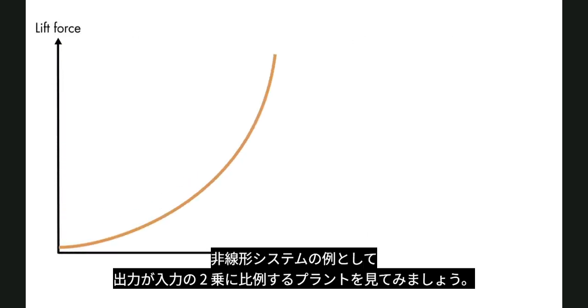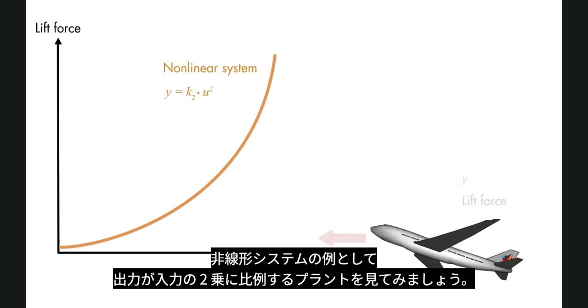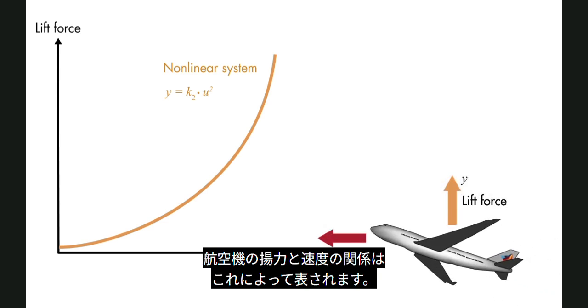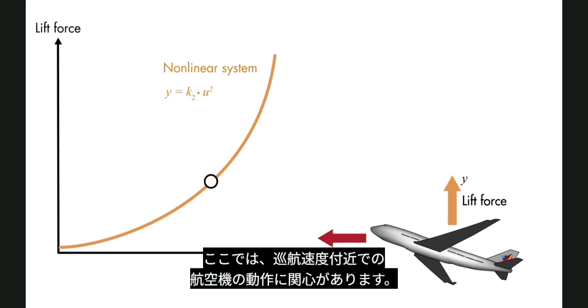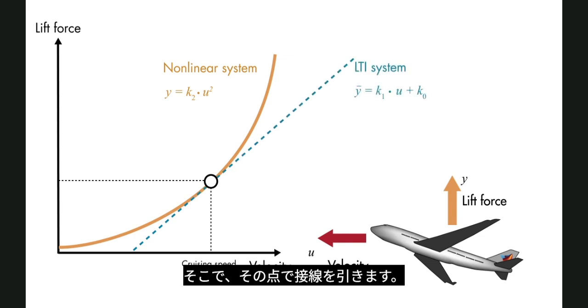Let's look at an example of a nonlinear system, a plant whose output is proportional to the square of the input. It could represent the lift force of an aircraft versus its velocity. Engineers are typically interested in the aircraft's behavior near its cruising speed. So let's draw the tangent at that point.